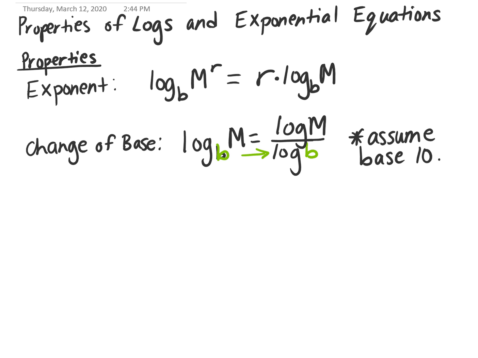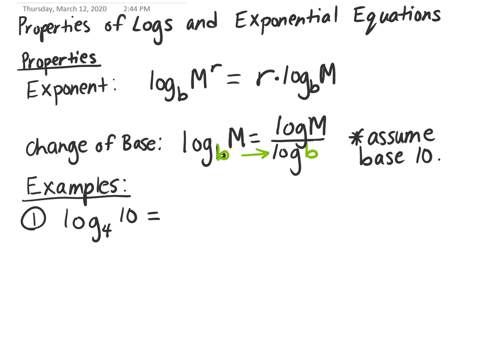I'm just going to do a couple quick examples with those two properties before we get into the solving equations. So for change of base, I have log base 4 of 10. I would rewrite that as log 10 divided by log 4. And then we can actually put that right into the calculator.